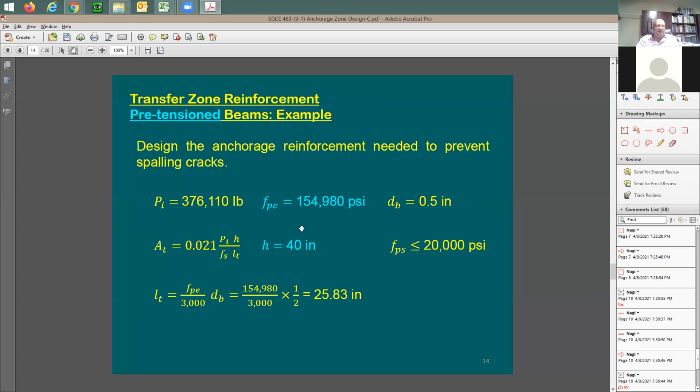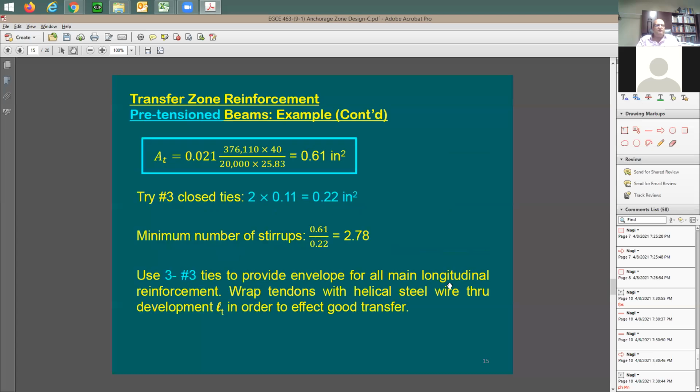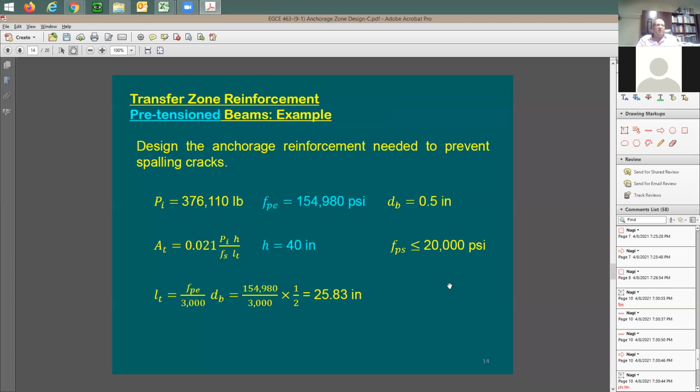So you take FPE divided by 3,000 times 1/2 inch. So you have about, let's say, 26 inches. Okay, 26 inches. How about the cross-section area for the steel that I need? We're going to say first you need to have the force. So let's see first how much force you expect to have there.